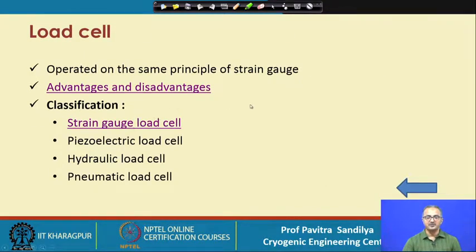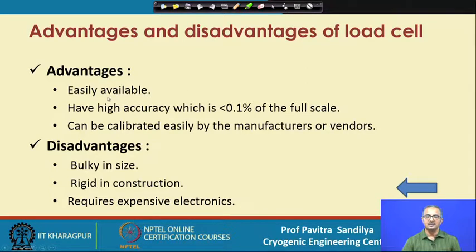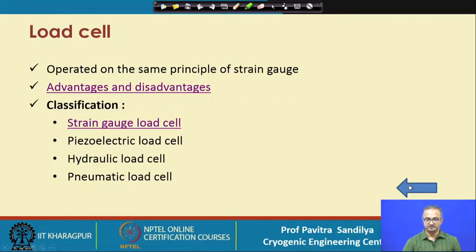In this load cell, the operating principle is similar to that of the strain gauges, and first let us see the advantages: they are easily available and they have quite high accuracy, about even less than 0.1% of the full scale accuracy may be obtained. They can be calibrated easily by the manufacturers or vendors. On the other hand, they are quite bulky and quite rigid. That means we don't have much flexibility in their installation, and they require quite expensive electronics.